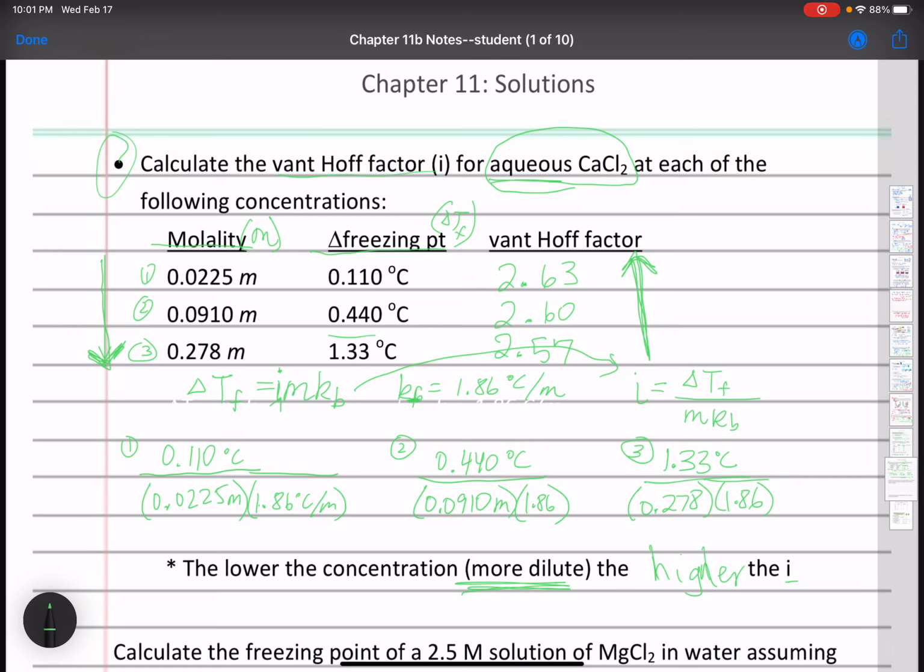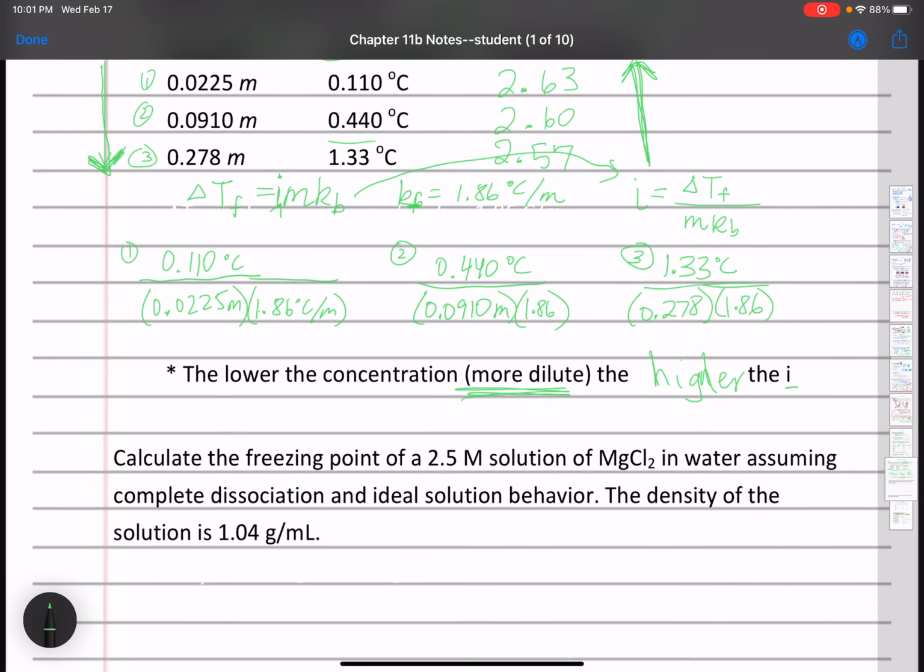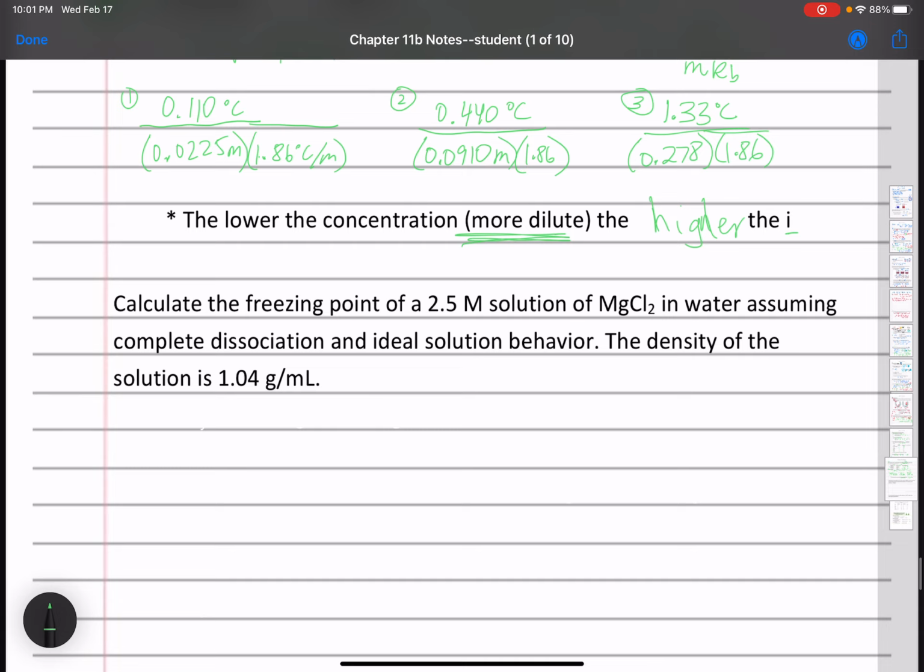Okay, and that's because, again, the reason the Van't Hoff factor is not a perfect three, not an ideal three, is because some of those calcium and chloride ions find each other in solution and stick together. And the more calcium and chloride ions are in solution, in other words, the higher the concentration, the more likely they are to find each other and pair up. So that's why the Van't Hoff factor gets smaller and smaller as the concentration of the solution gets higher and higher. So that's just a concept check to know.